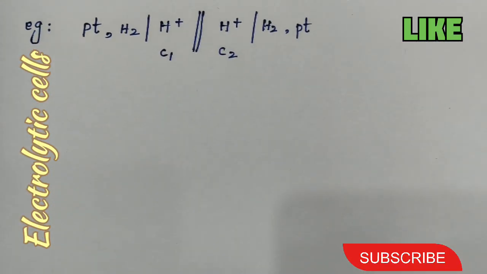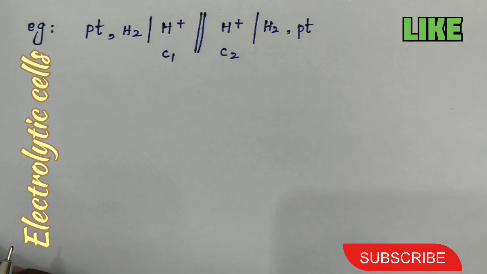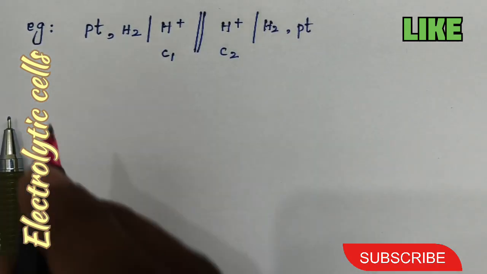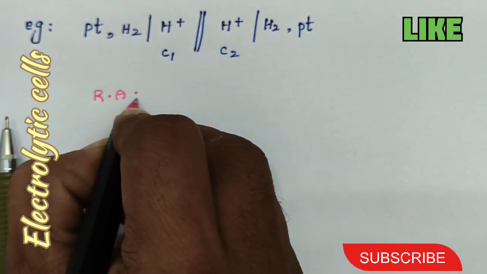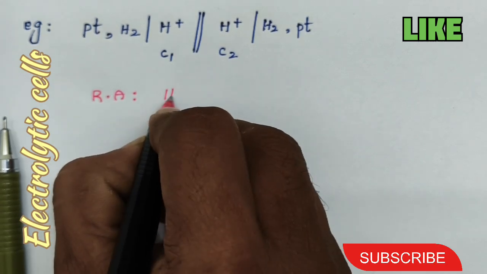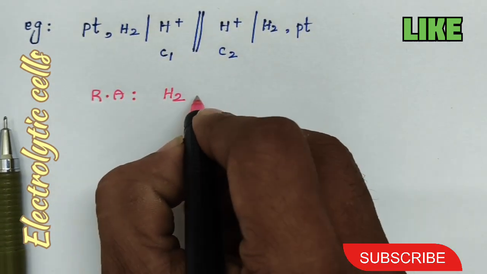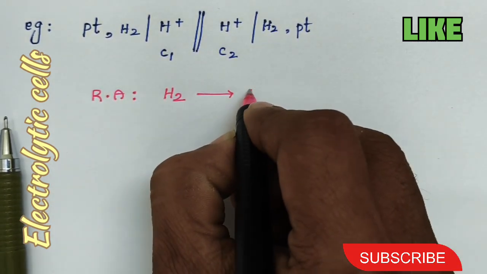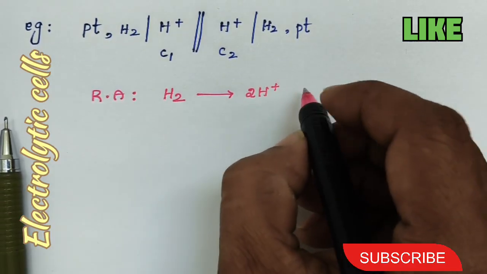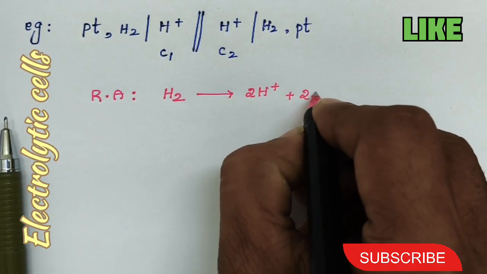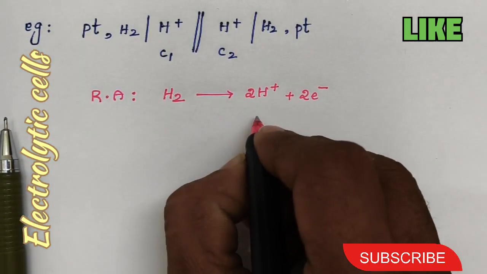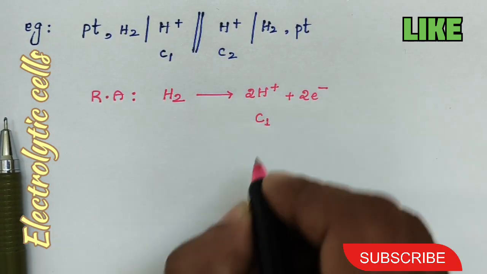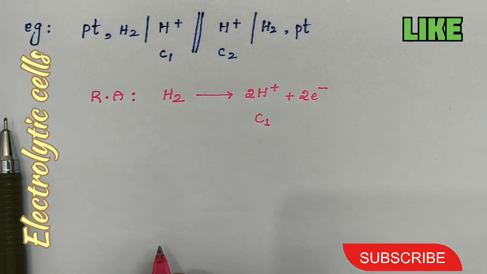Now next step, in this reaction at anode, what happens? Reaction at cathode we will discuss now. First, reaction at anode. In this process the hydrogen dissociates to form 2 moles of H plus ions and it loses 2 electrons. Now the concentration of H plus here we are representing with C1.